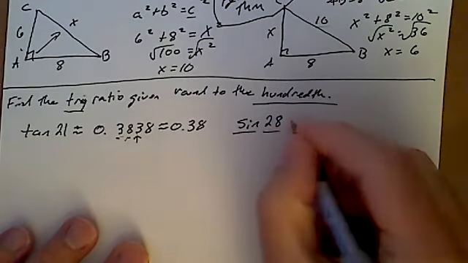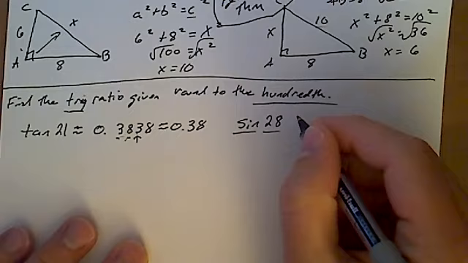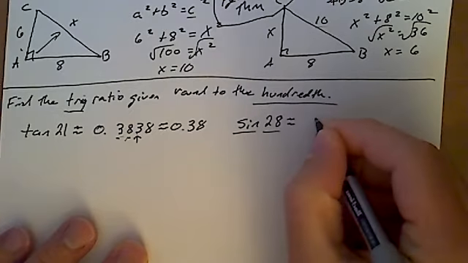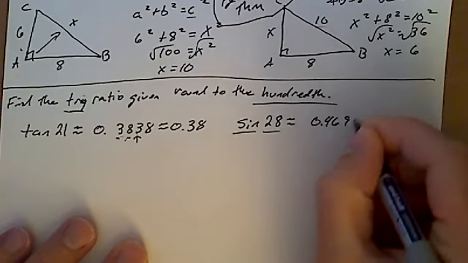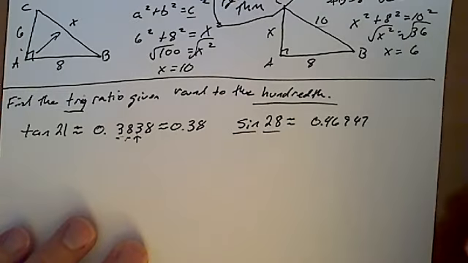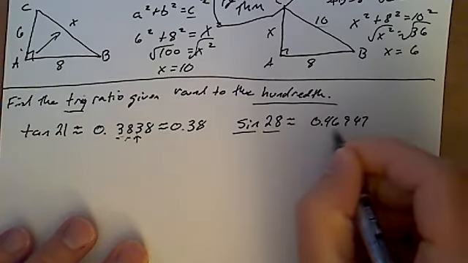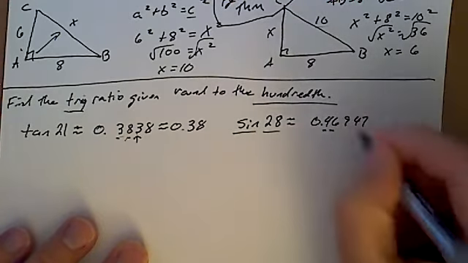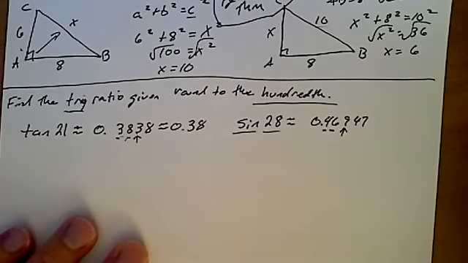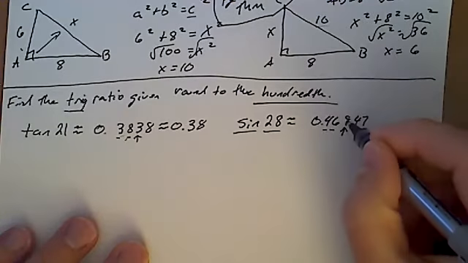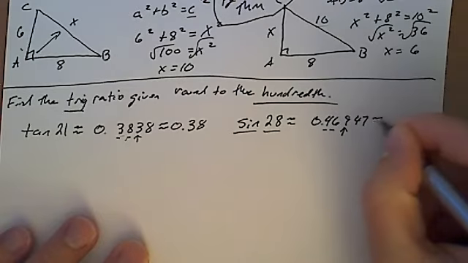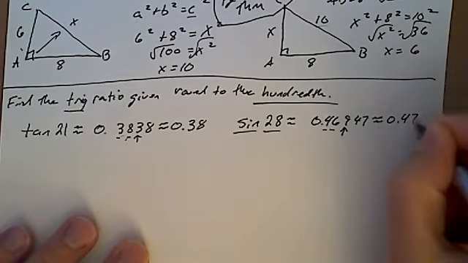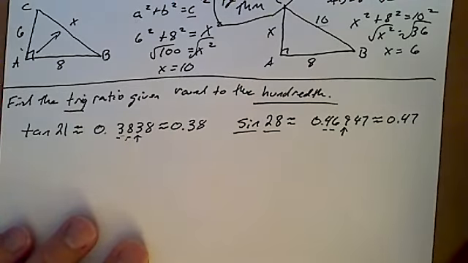So sine of 28 in our calculator, we get about 0.46947. Again, we're rounding to the hundredth, so just these two digits. And then we look at our next digit, which is a 9. Since it's a 9, we round up the 6, and we get about 0.47.